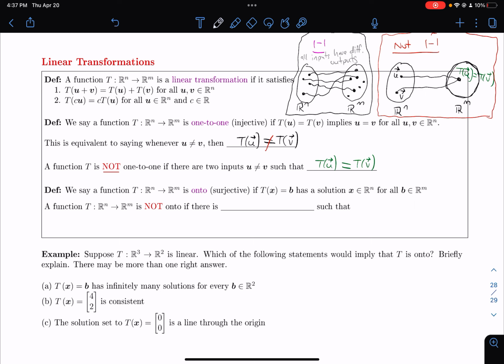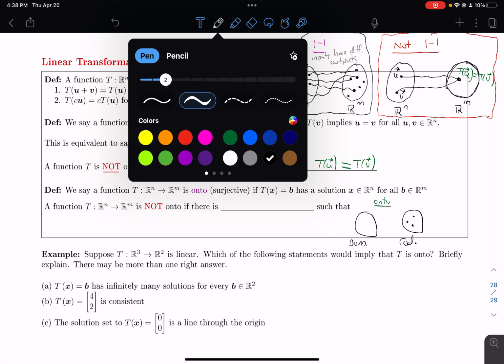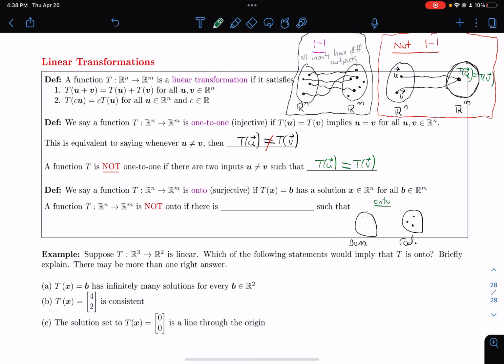Okay, so the picture for an onto function is, well, whatever my domain is, let me just call it domain, and whatever my codomain is, if I draw all the vectors in the codomain, I'm just going to draw 3 dots. Well, there's going to be things in the domain that get mapped to all of them.